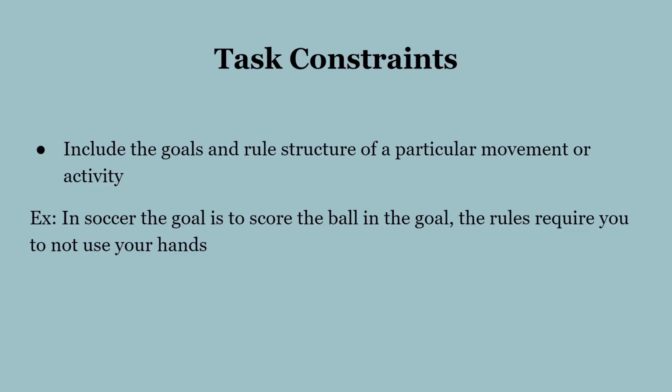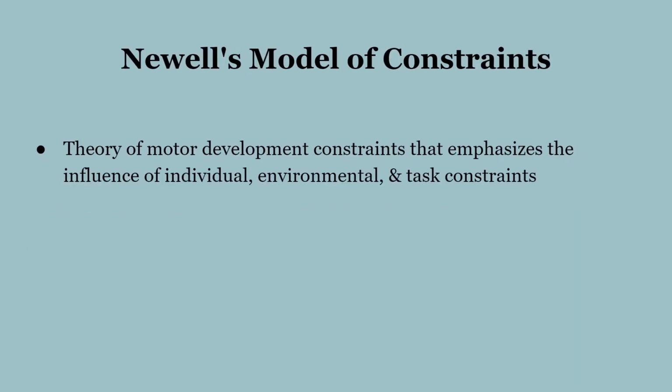And it is important to know that it is external to the body. They include the rules that surround a movement or activity. Next slide. Newell's model of constraint. In motor development, we use Newell's model of development, which is essentially a theory of motor development that emphasizes the influence of individual, environment, and task constraints. So it's essentially saying that the interaction of individual, task, and environment changes movement over time.